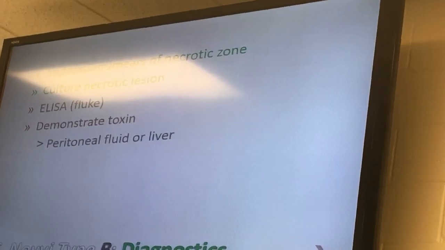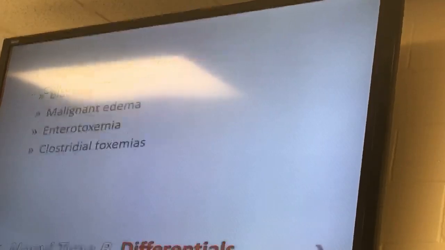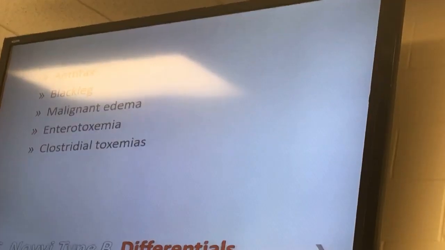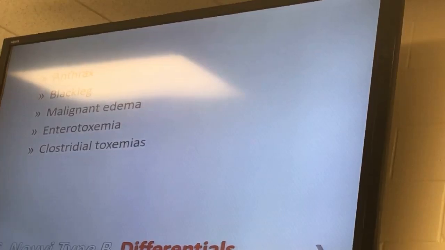Big head disease, or what? Gangrenous or gas gangrene, yeah. Okay, differentials, not only anthrax, but also blackleg, sudden death. These guys bloat within 2 hours. And if you have a lot of swelling, it could be malignant edema or enterotoxemia. Any of the clostridials.